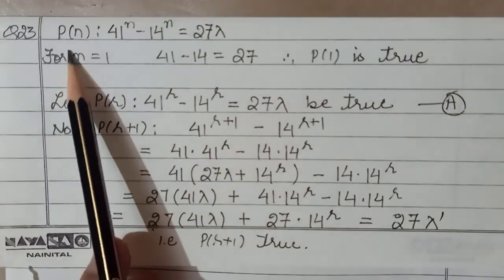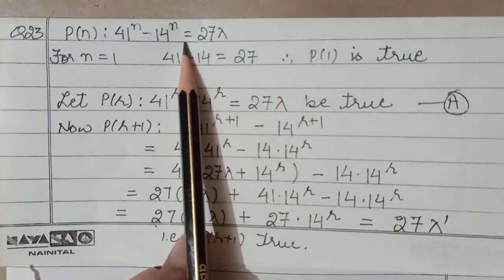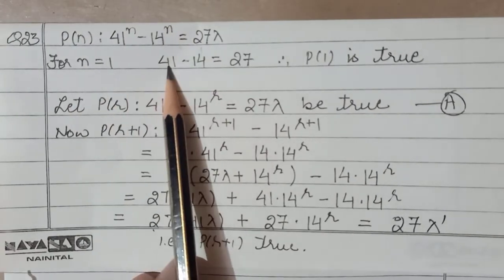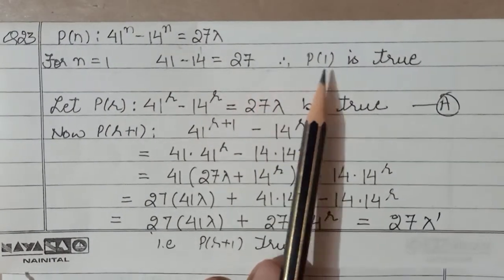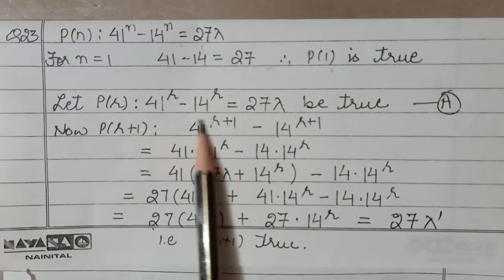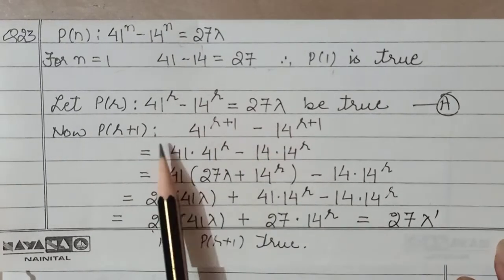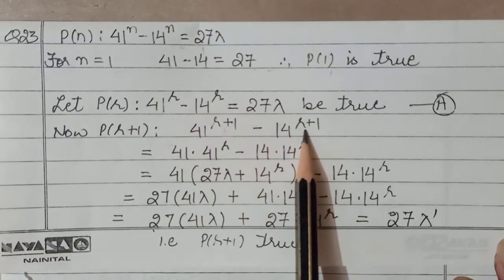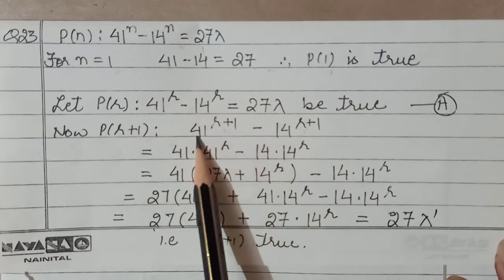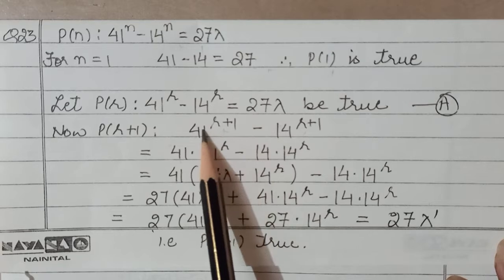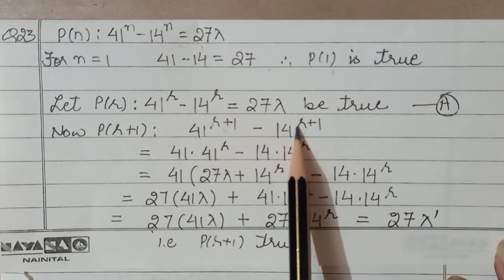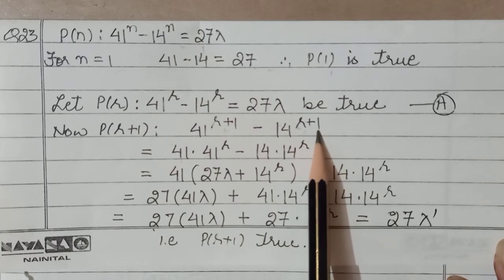Now have a look at this last one also. So that was your statement, divisible by 27. Put 1, and easily it is giving you 27. P1 is true. Now let PR be true. This statement we will utilize for P(R plus 1). In place of R, R plus 1 has come in both parts. Now we know the base can be split. So we will write it as 41 into 41 to the power of R. Likewise this is also 14 to the power of R into 14.